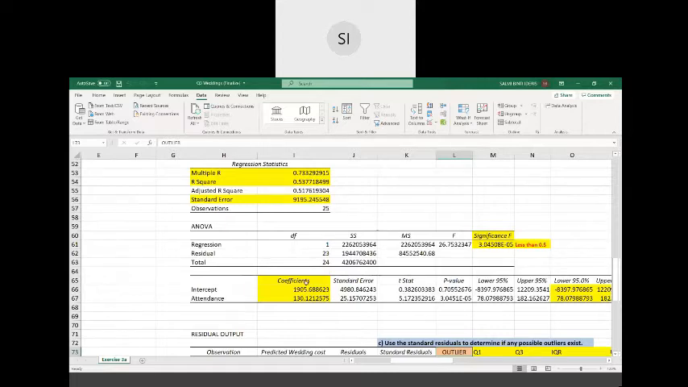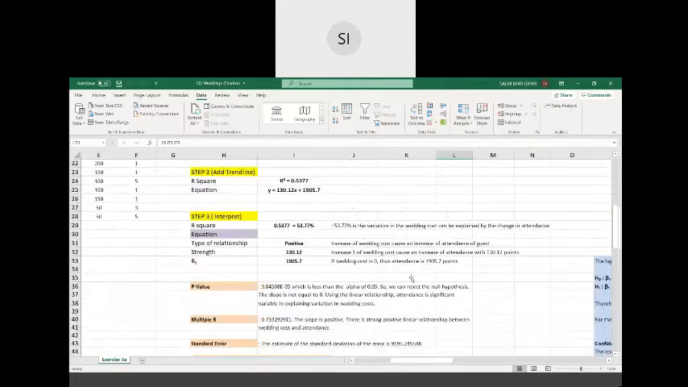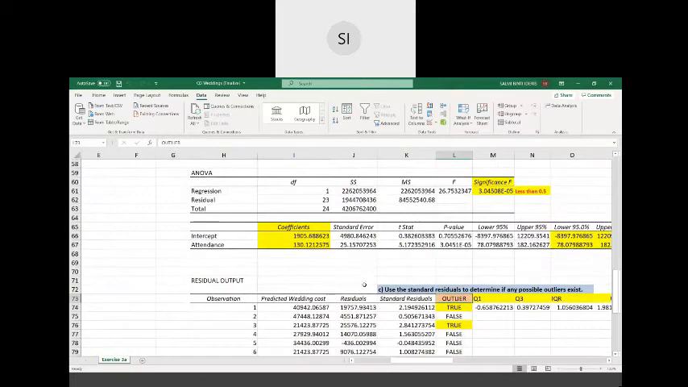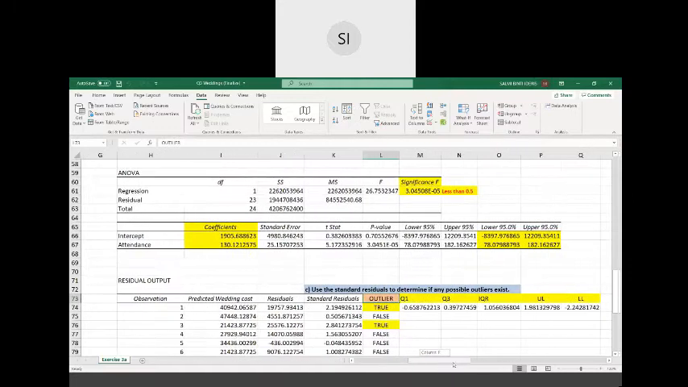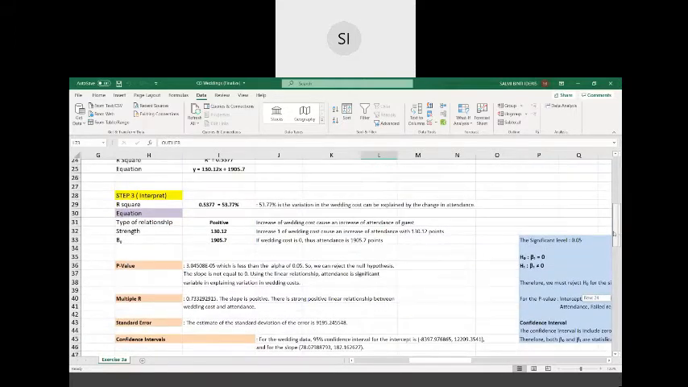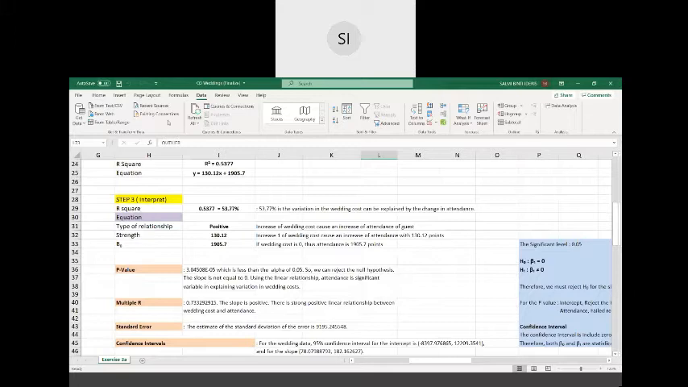So ini adalah coefficient. Coefficient ni yang menunjukkan result dia yang ini. Okay, Y ini. Dan kita ada lower dan upper more than 95%. Okay. Dan ini adalah dia punya semua residual output. So how to interpret? Okay, R square dia adalah 0.5377.